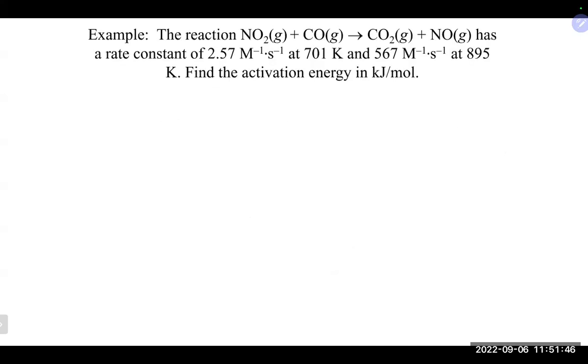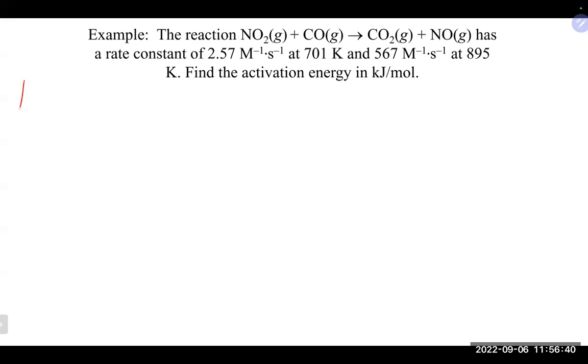All right, so why don't we try one here? A reaction has a rate constant of 2.57 at 701 Kelvin and 567 at 895 Kelvin. What is the activation energy? So all right, let's take a look here, see how we're doing. We're going to use our two-point version here.